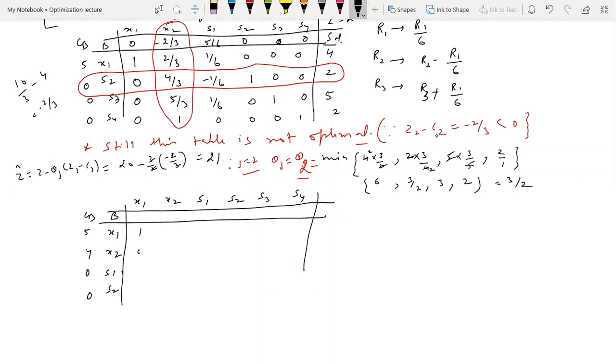So what you are doing, you have to make this element. Sir, S3, S4 will not come here in the new table? x1, x2... Oh, S3, sorry. S4. Yes, S3, S4.